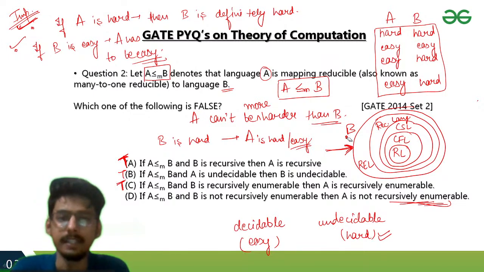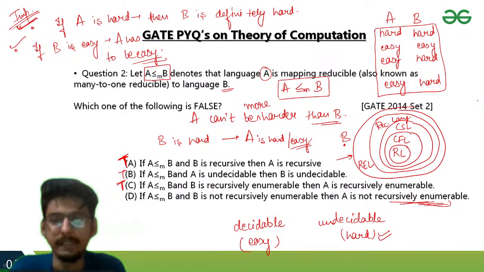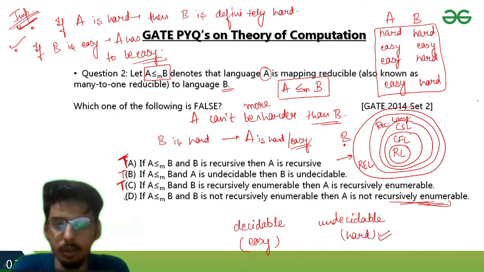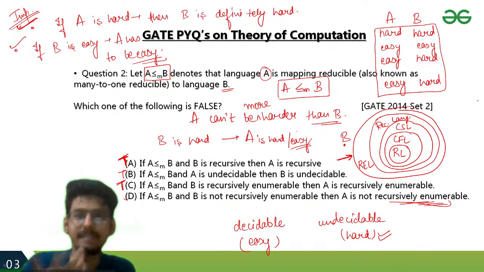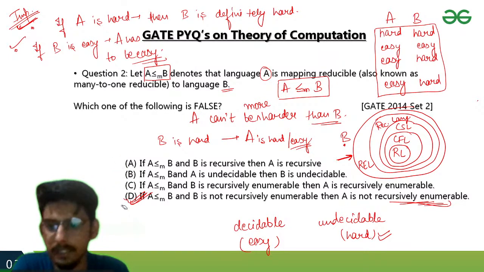If B is present outside this outermost circle, somewhere over here, then this statement is saying that A will also be present outside this circle. This is wrong. It can be present inside this outermost circle also, right? Because A can be easier than B. So this condition is false, and therefore D will be your correct answer. I hope you get that.